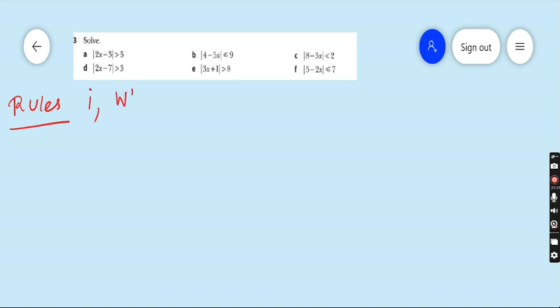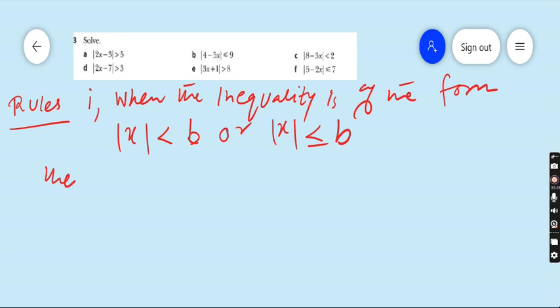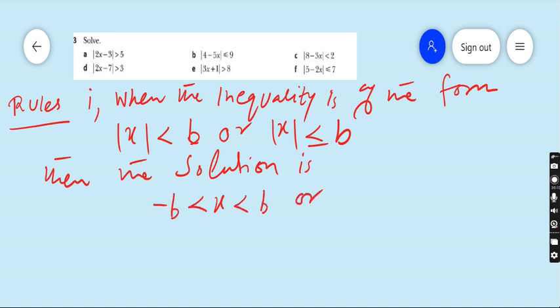Rule number one: when the inequality is of the form absolute value of x is less than b, or absolute value of x is less than or equal to b, where b is any number, then the solution is x is from minus b to b, or x is greater than or equal to minus b and less than or equal to b.